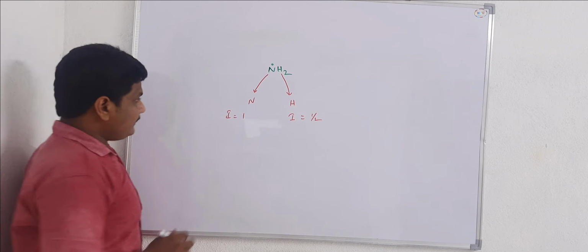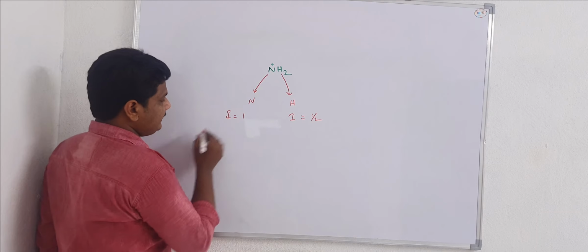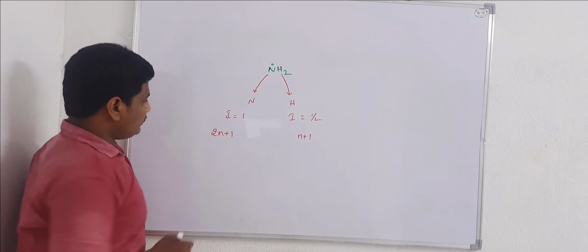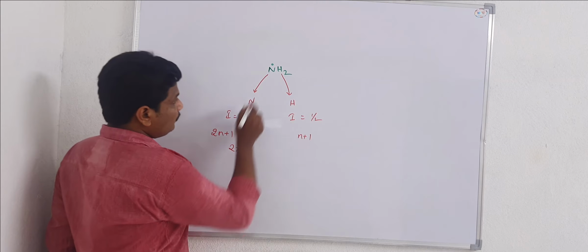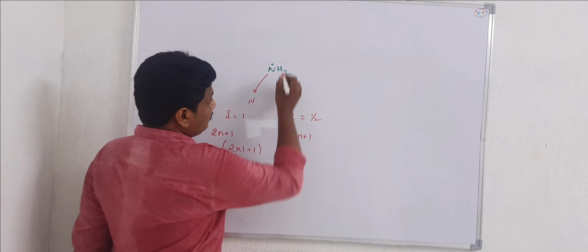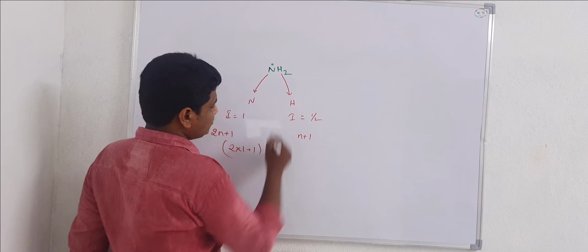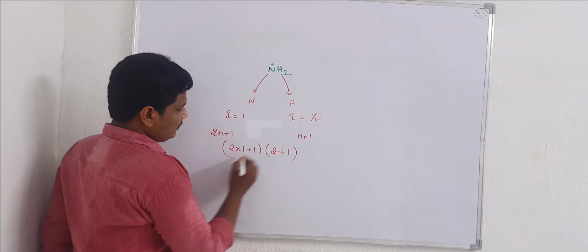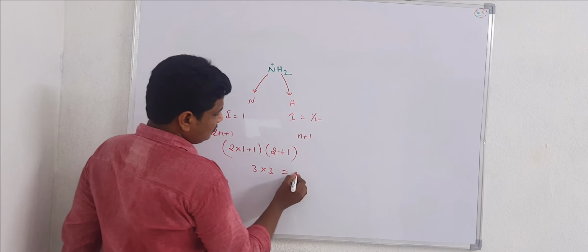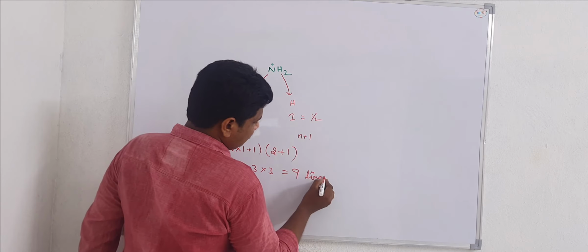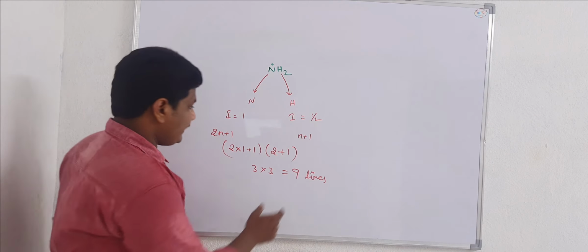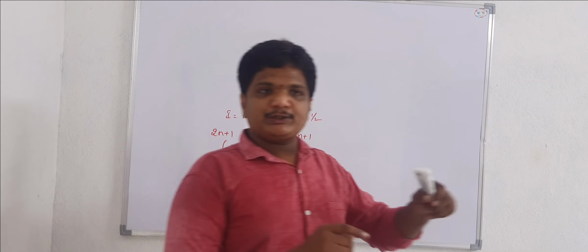In this case, we can apply the 2nI plus 1 rule for nitrogen, and the nI plus 1 rule for hydrogen. Only one nitrogen atom is present, so 2 into 1 plus 1, which is 3. In the case of hydrogen, we have 2 hydrogens, so 2 plus 1, which is 3. So 3 into 3, a total of 9 lines that we can observe in the case of NH2 radical. So we can observe 9 hyperfine lines in the NH2 radical.